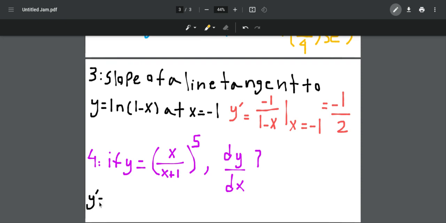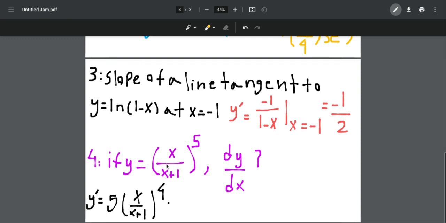So y prime is, first of all, we should use the power rule. We bring the power to the front. We get 5 times x over x plus 1, sorry for the bad handwriting, and then to the power of 4. But don't forget the chain rule. We should multiply by the derivative of the inside.